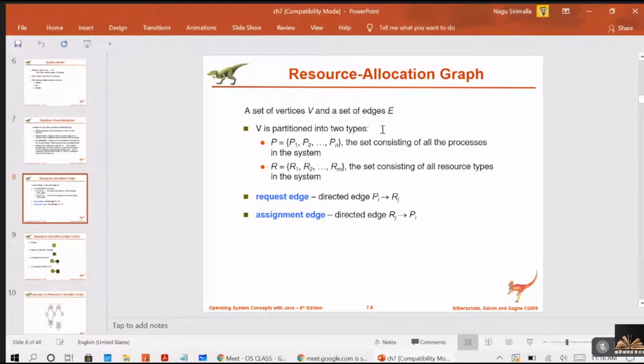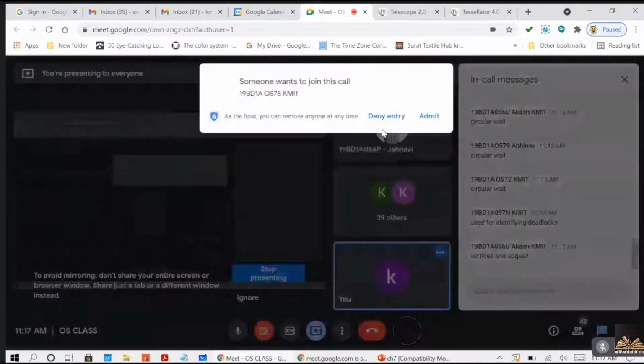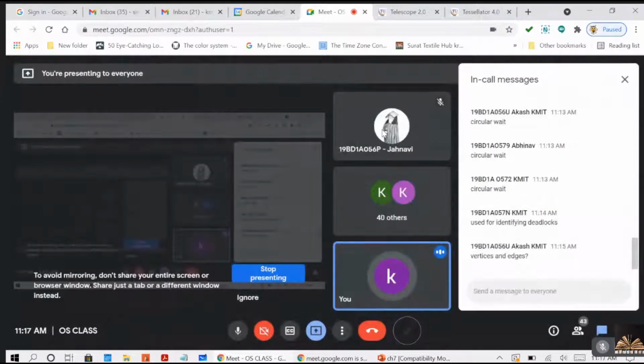Six H. And edges. There are two types of vertices and two types of edges. What are the two types of vertices, ma? We use a circle and we use a rectangle. Circle is to represent a process. Rectangle is to represent the resource, and dots inside the rectangle are used to represent the instances of the resources. So you know what we mean by instances of resources.